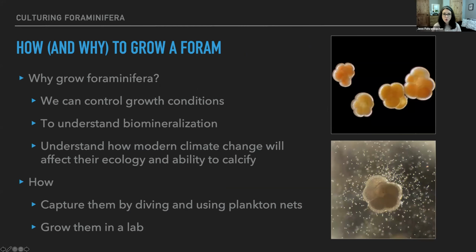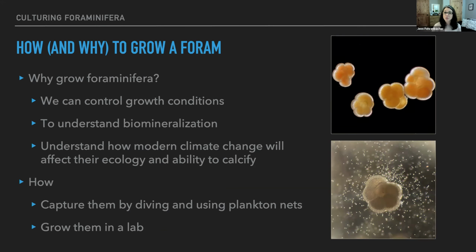Why do we want to grow forams? So we can control their growth conditions. We can grow them under really tightly controlled conditions, and then measure the chemistry of their shells to see how growth conditions change the composition. And then we can take that information and apply it to fossil specimens.